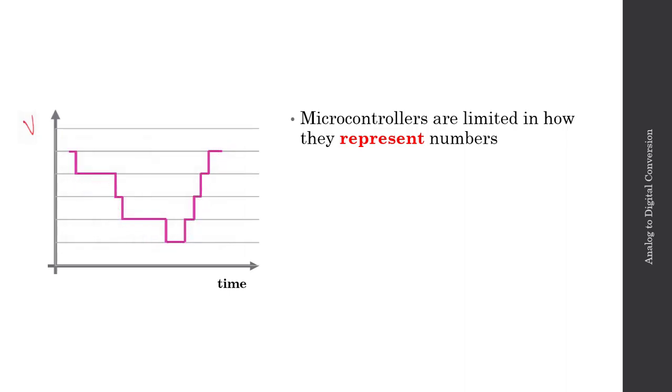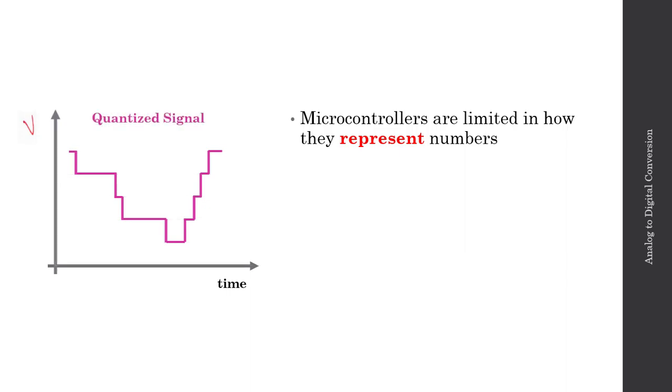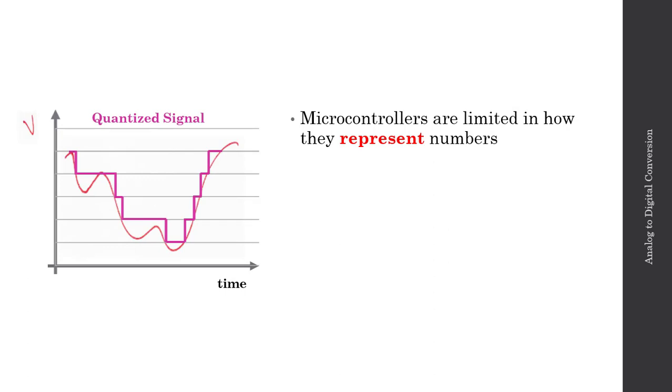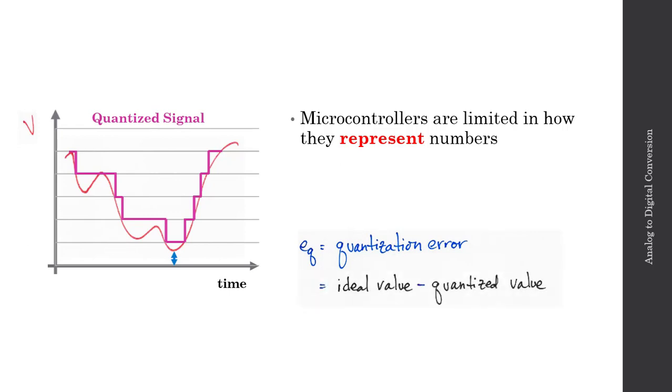And this signal is referred to as the quantized signal. We think of this as quanta, or discrete values, which my digital signal can take. I can also define a quantization error at some point in time, and this error will be equal to the ideal or analog value minus the quantized or digital value.